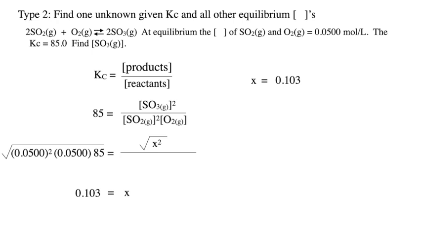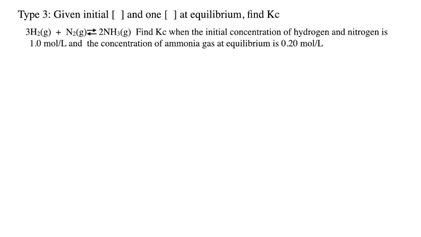Previously, in the previous lesson, we just took out the units. We just said units are going to be different every time, so let's just get rid of moles per liter. This is asking for concentration, so we have to put the units back in now. So this is 0.103 moles per liter. Okay, there you go. There's your answer. And that is how you do type 2.